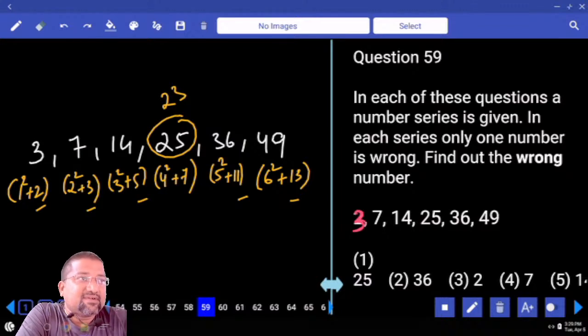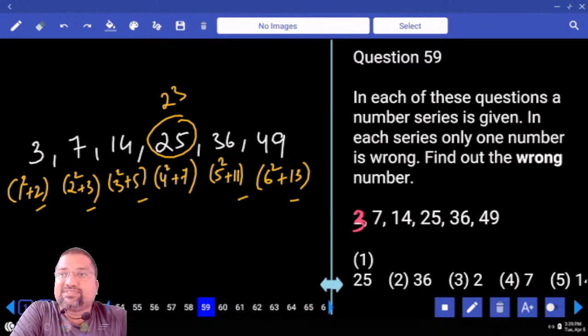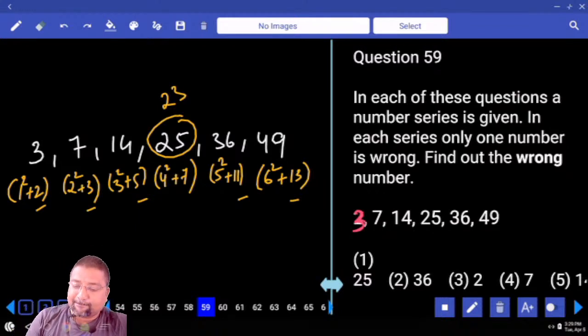Understood everyone? Square and then you are adding what numbers? 2, 3, 5, 7, 11, 13, they are all prime numbers. So a small mistake has crept in. It is not 2, it should have been 3. Last question 60, I am sure you will be able to do that. Are you? Please copy this. We'll go to question number 60 now.